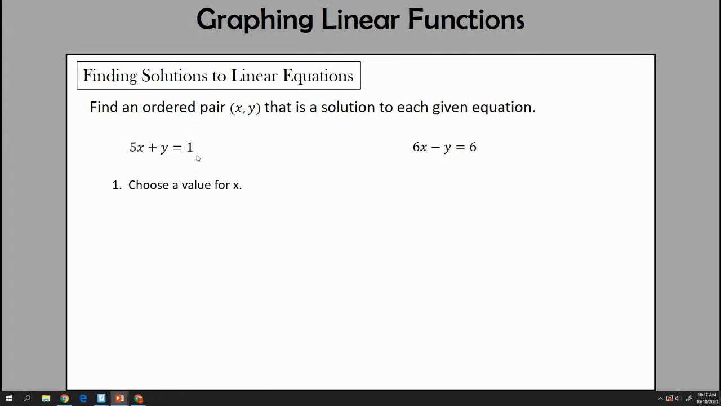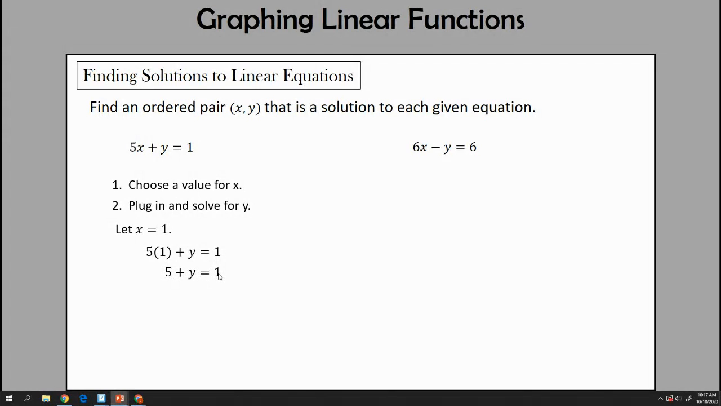Every x has a y answer. So just choose an x. Then plug that x in and solve for y, and you'll have your ordered pair. So I keep it simple here. Let's let x be 1. Okay. When x is 1, I'm going to have 5 times 1 plus y equals 1. 5 plus y equals 1.